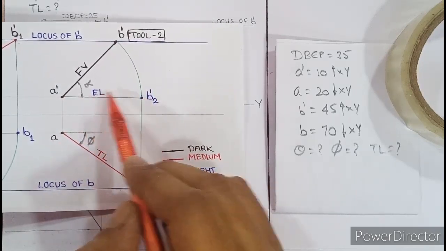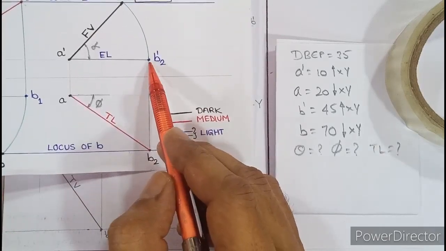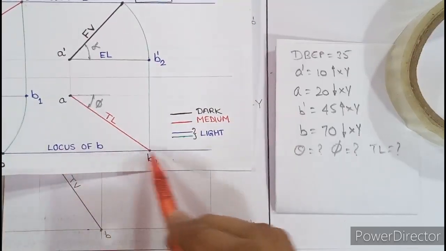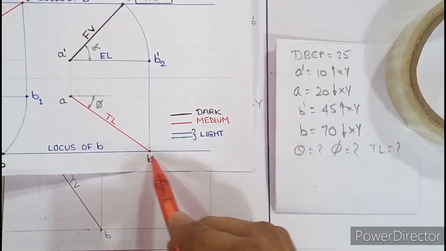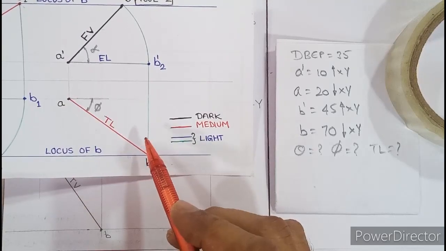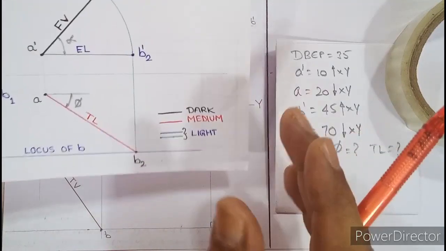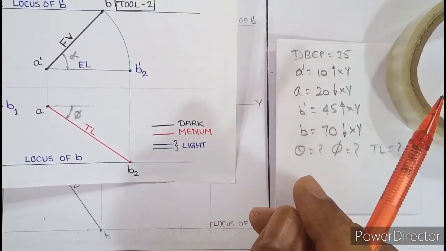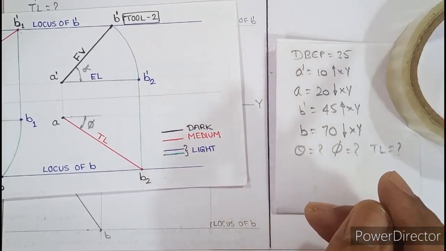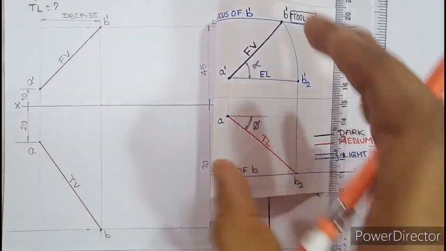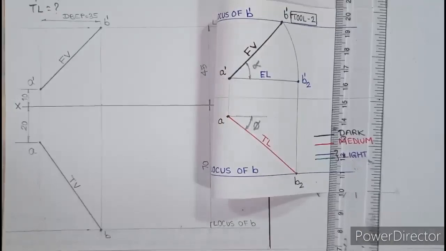You will get elevation length and B2 dash. Then project B2 dash to cut the locus of B. You will get B2. Join B2 with A to get the true length. Okay, so this tool we need to use over here. The only thing is that this tool you have to copy from here to here. This is the only thing you have to do.